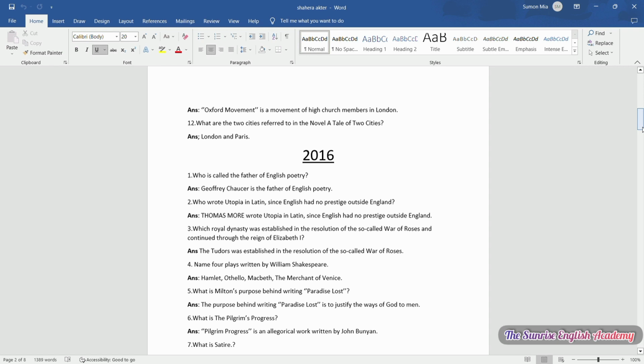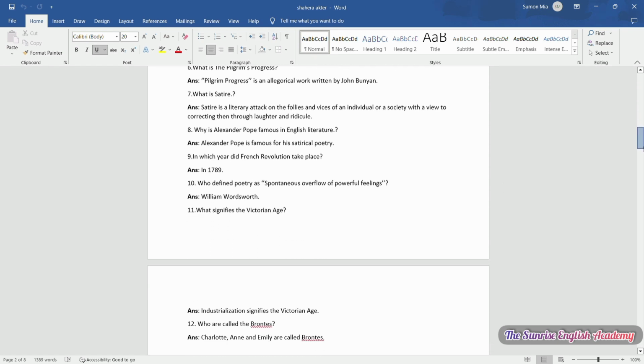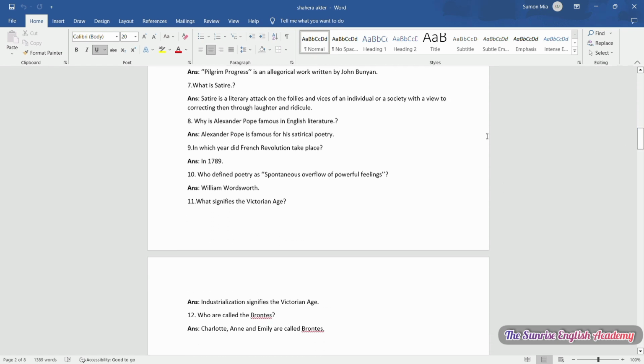7. What is satire? Answer: Satire is a literary attack on the follies and vices of an individual or society with a view to correcting them through laughter and ridicule. 8. What is Alexander Pope famous for in English literature? Answer: Alexander Pope is famous for his satirical poetry.